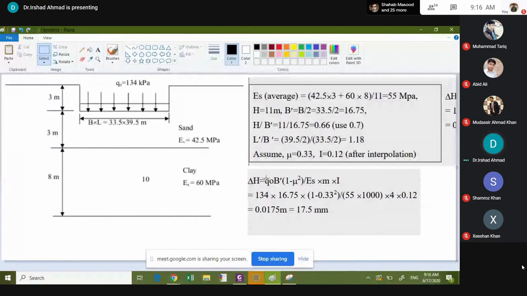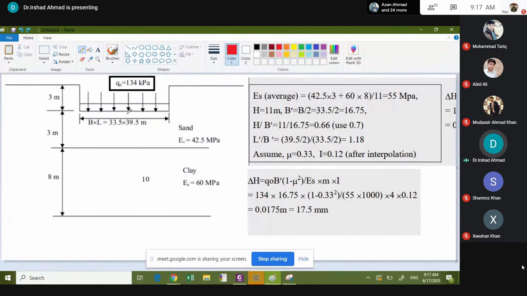First is Q naught. Q naught is 134 kPa. This is 134 kPa. You see that you would use here Q naught. Then you have B prime. What is the value of B prime?